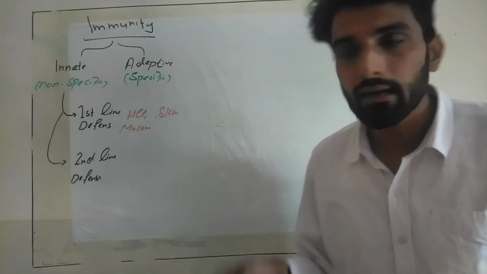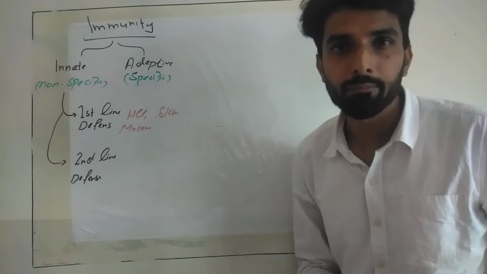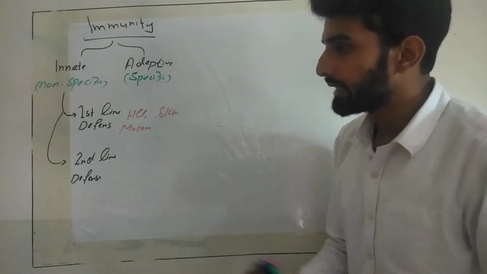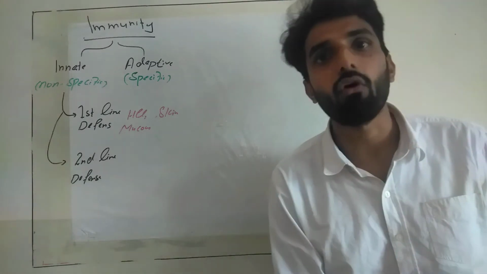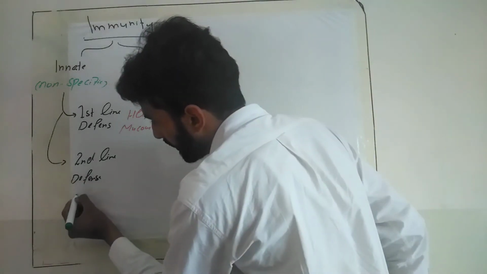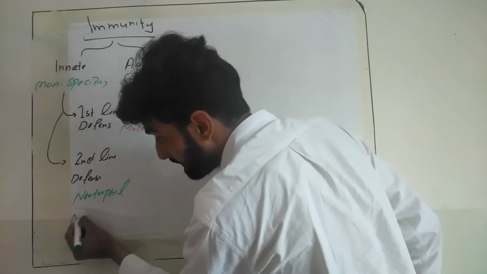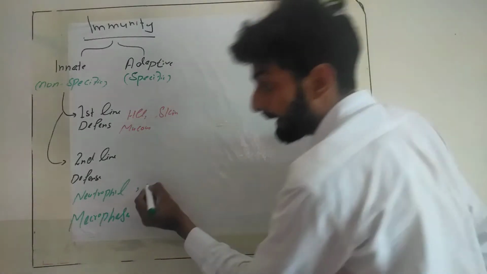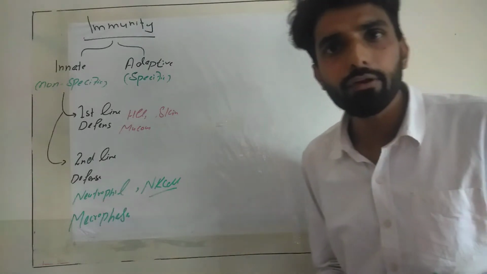Second line defense: basically there are some particular cells related to innate immunity. They do not require any exposure. They are present in different tissues, and they are responsible for identifying and differentiating between self antigen and non-self, foreign antigen. For example, neutrophils, macrophages, and natural killer cells. So these are the cells that are present in different tissues.